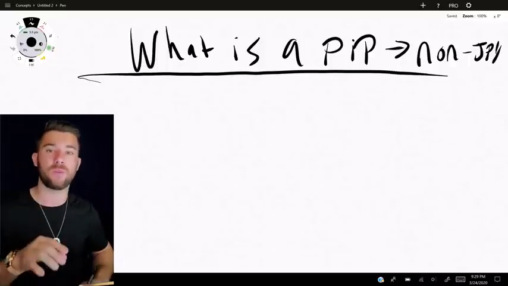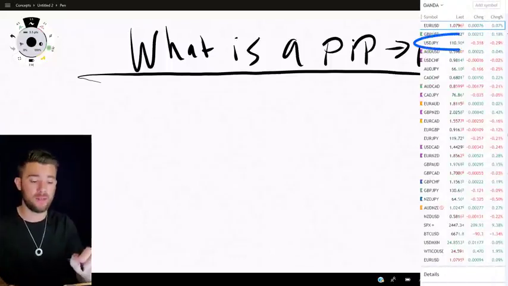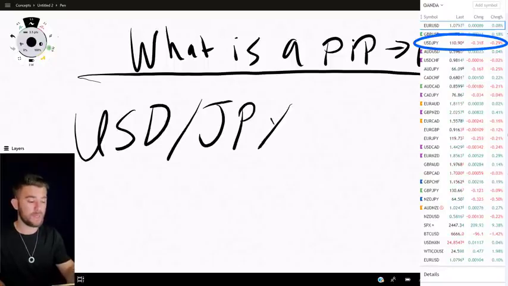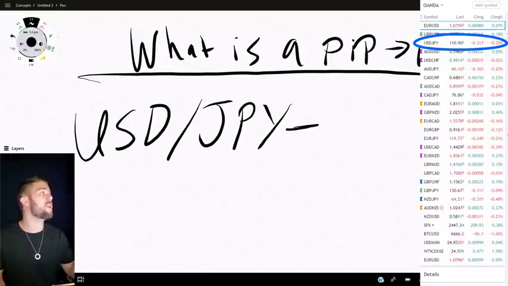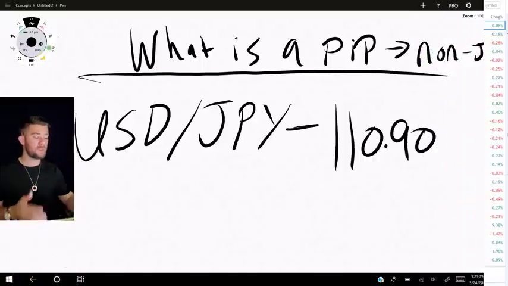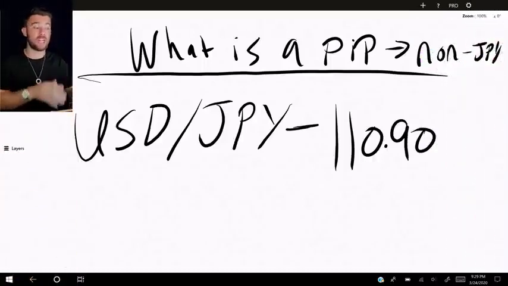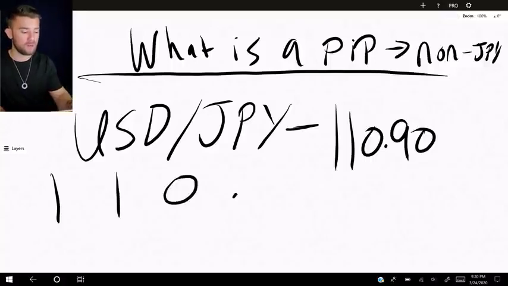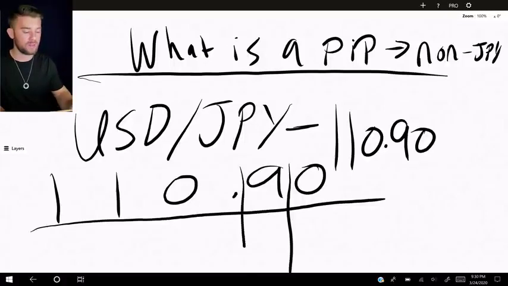If we look at the value right now of the dollar yen, which is USD JPY, the dollar yen currently has a value of 110.90. With this being the case, on only pairs with JPY attached to them, we go 2 decimal places instead of 4. What do I mean by that? Let's actually draw the graph right now so that we can make this as easy as possible. We have 110.90. Okay, if we draw our same graph, this is what it looks like now.